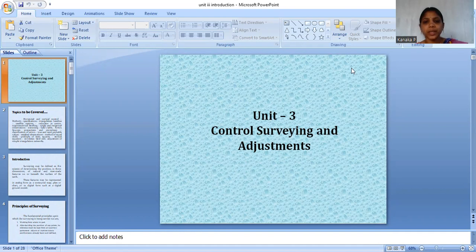Today we will discuss the topic of control surveying and adjustments.